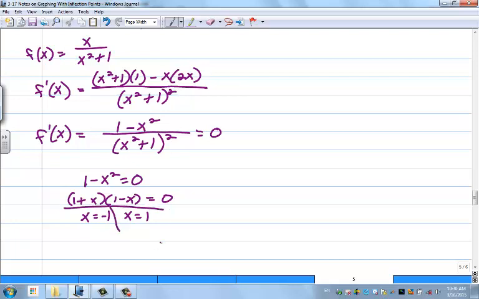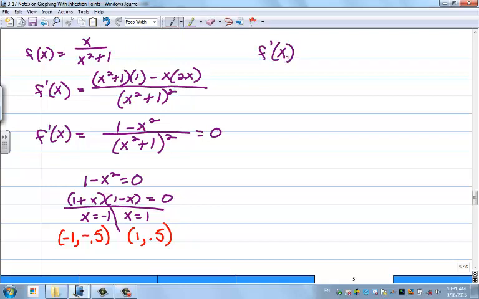And then if we find the y coordinates, we get the following: negative 1, comma, negative 0.5, and then the other one is going to be 1, comma, 0.5, plugging into the original function. Alright, so then the next part is going to be f double prime of x.